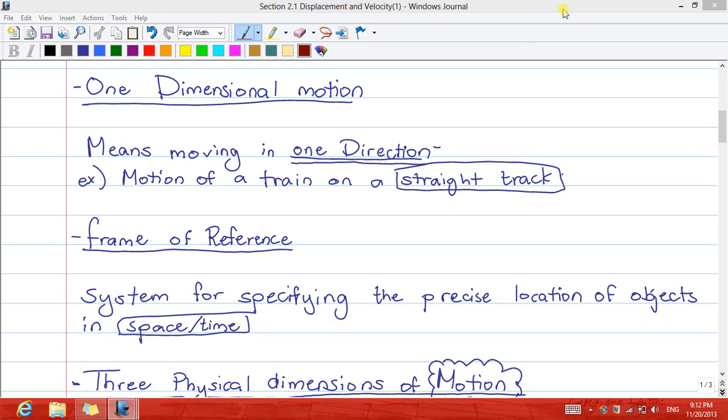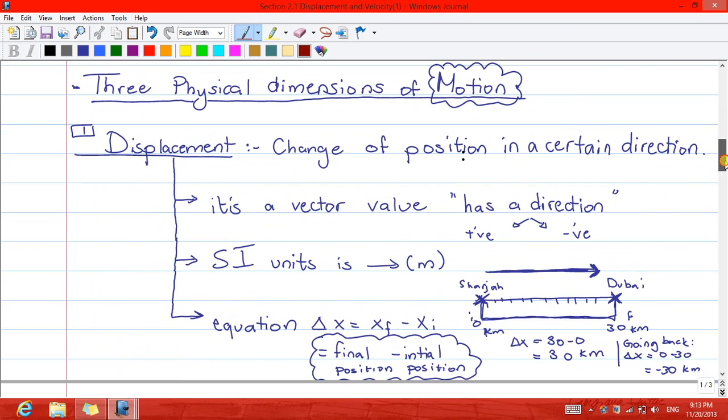Now, we have something that is called a frame of reference. The motion depends on the frame of reference. This frame of reference is the system that is used to specify the precise location of objects. A stationary observer, stationary meaning not moving, is going to have more precision than a moving observer. We have three physical dimensions of motion.